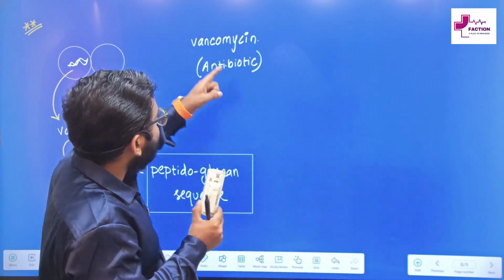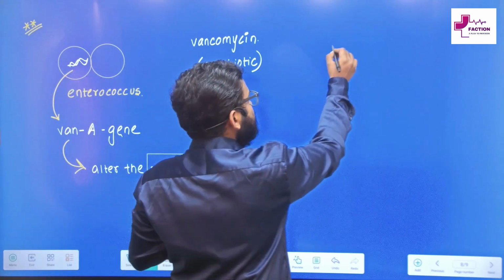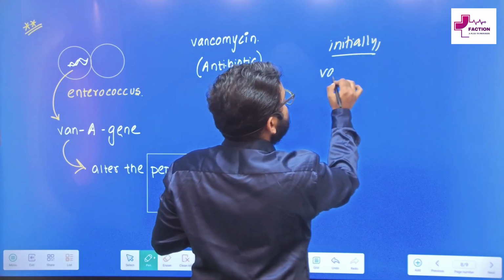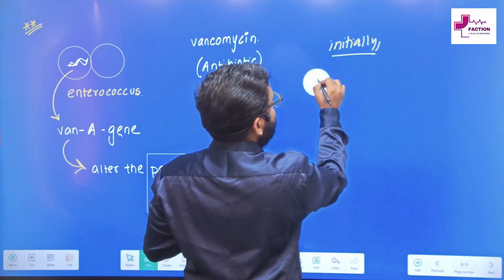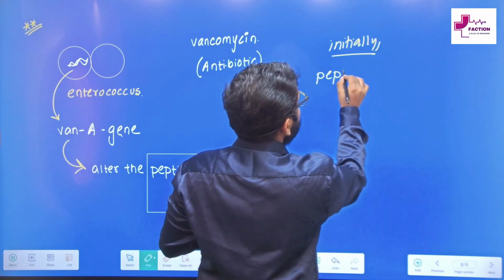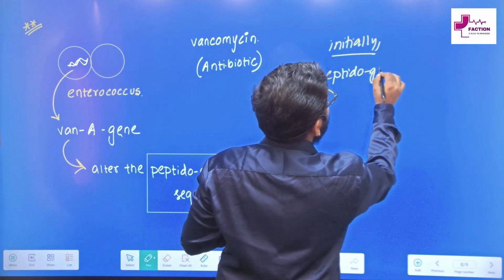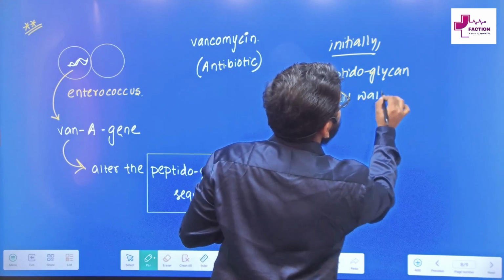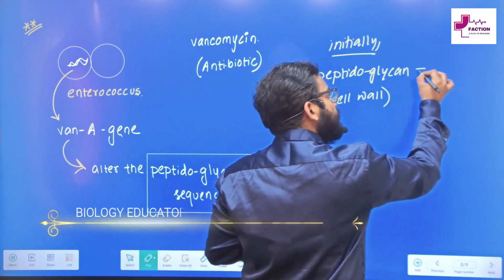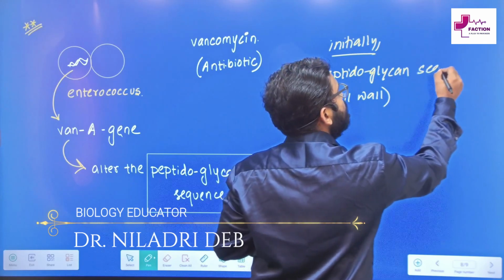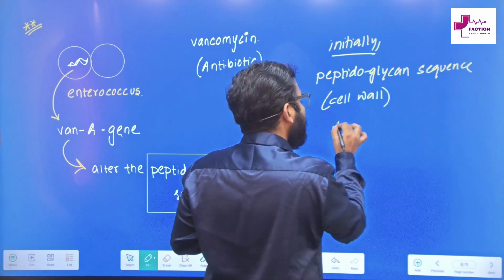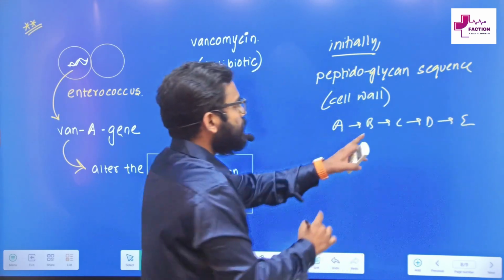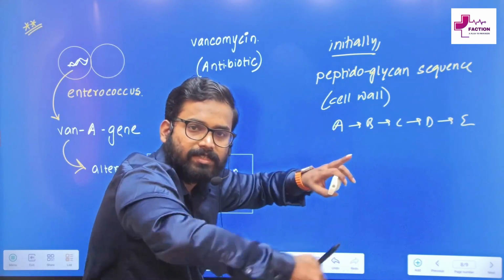And what does vancomycin do? Say, initially, the peptidoglycan is what? Peptidoglycan is the cell wall of bacteria. Say initially the peptidoglycan sequence was something like A, B, C, D, E. This was the cell wall of bacteria, the sequence.